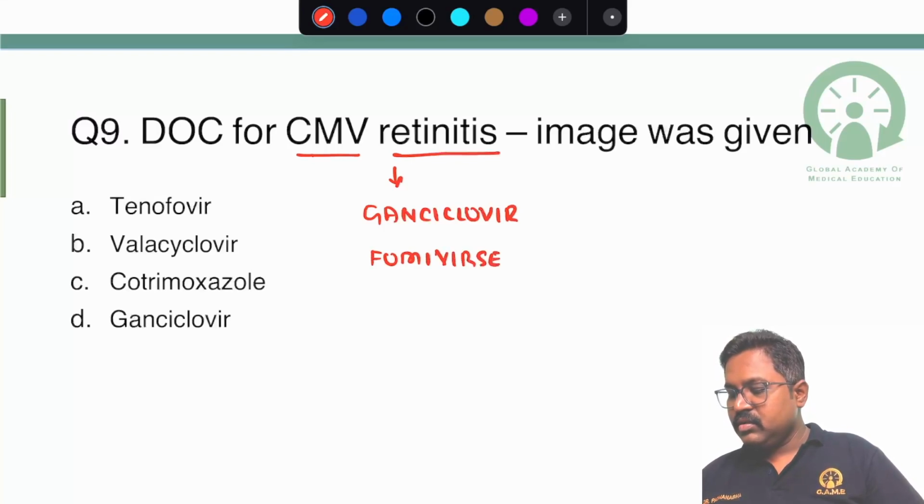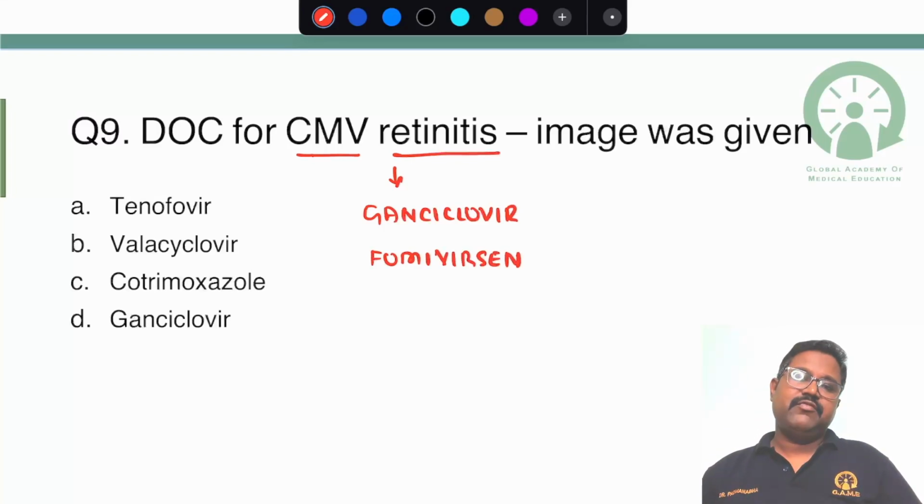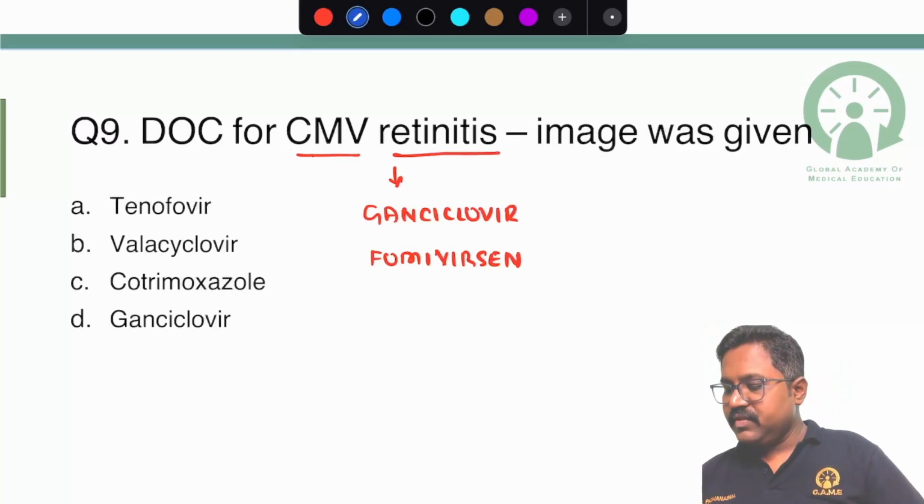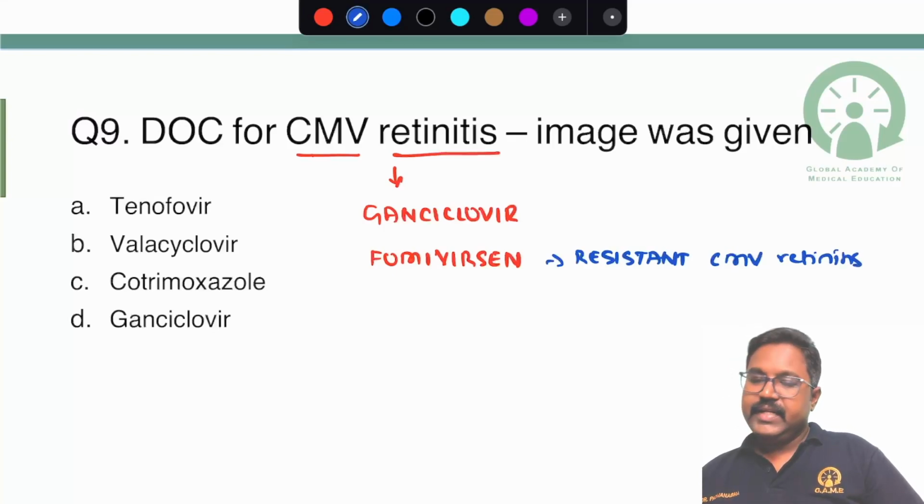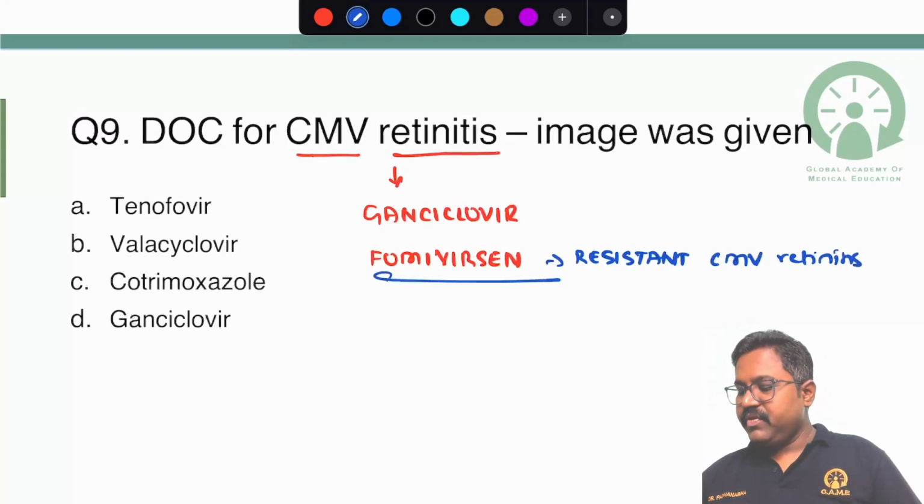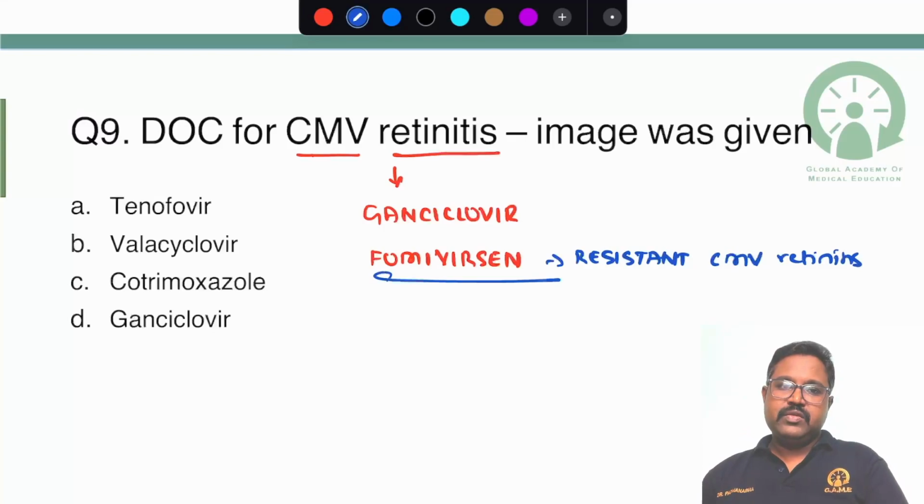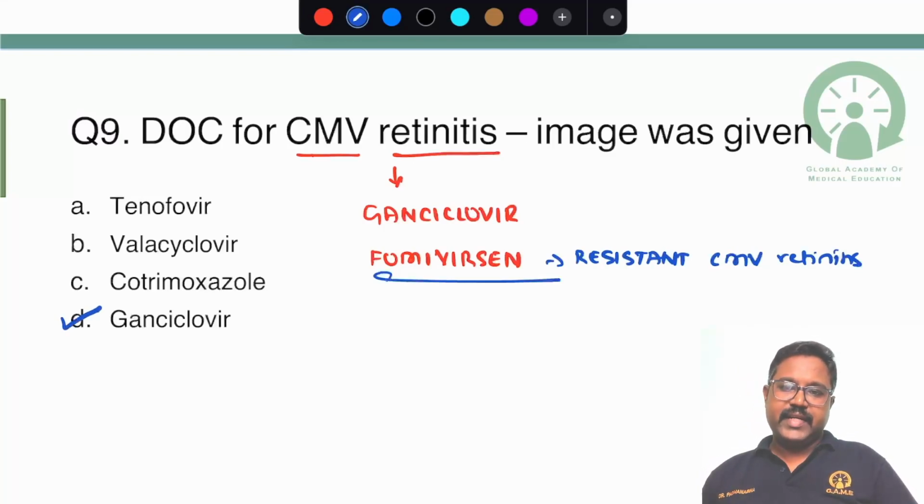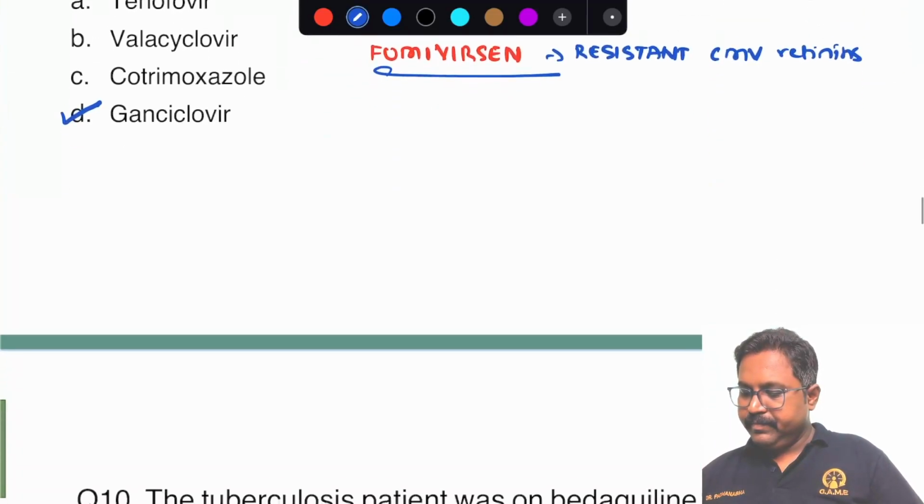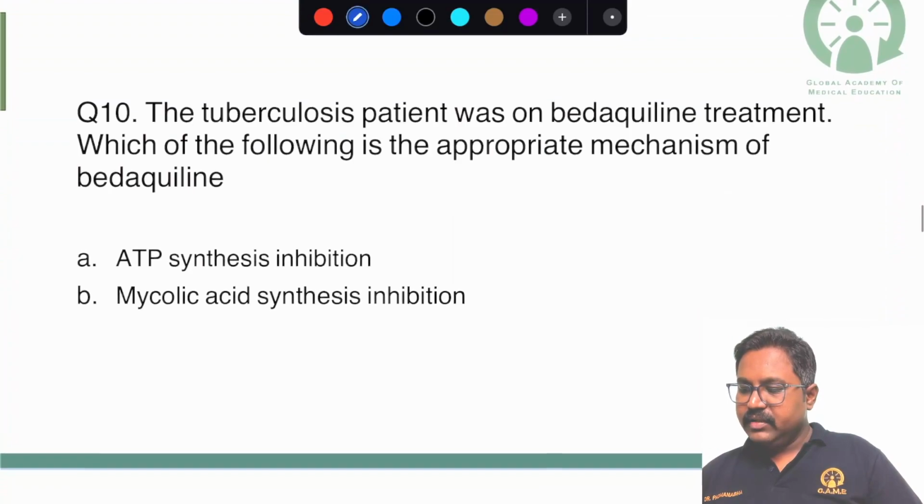Fomivirsen, that is in case of the resistant CMV retinitis, fomivirsen will be the better drug. So here, since the option is ganciclovir, ganciclovir will be your right answer. Next, coming to the question number 10.